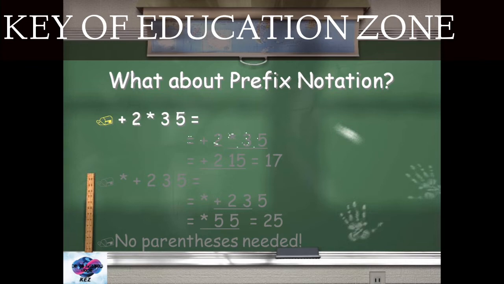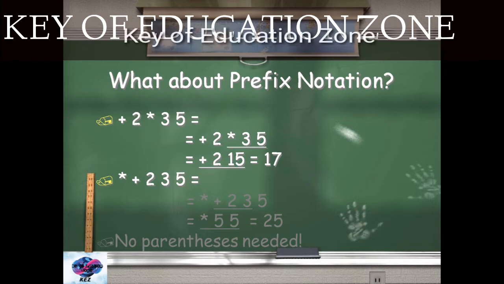Now what about the prefix notation? In case of prefix, what do we have to do? Say at first I am writing plus 2 multiplied by 3 5. So what we have to do? 3 into 5 multiplication, that gives you 15, plus 2. So the result will come as 17.